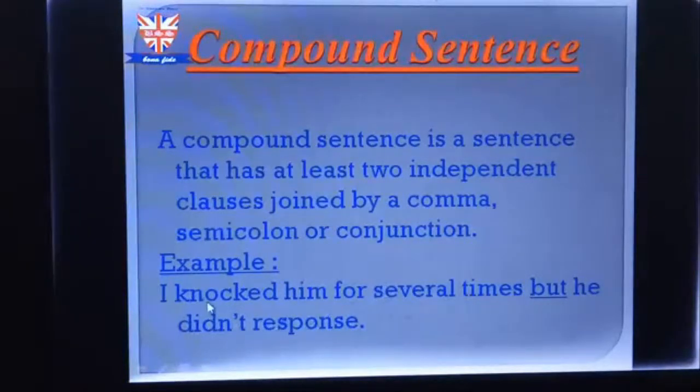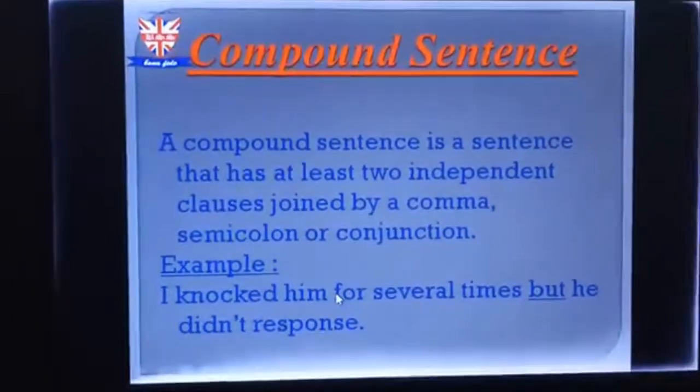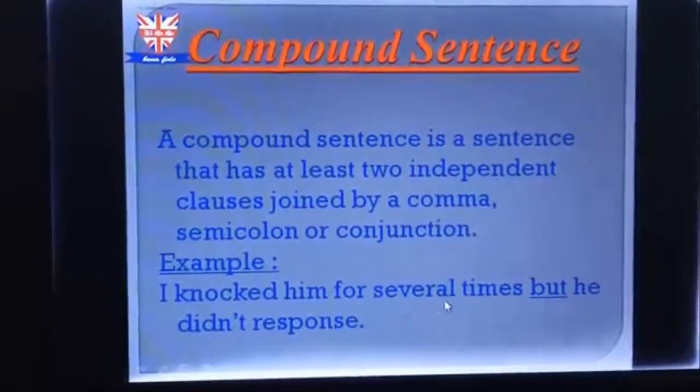You can see, if I take out the but from the sentence, it will be: I knocked him several times, he didn't respond. Both are complete sentences, but these two are joined with the conjunction but. So this is a compound sentence. In a compound sentence, two sentences will be there, joined or linked with a conjunction.